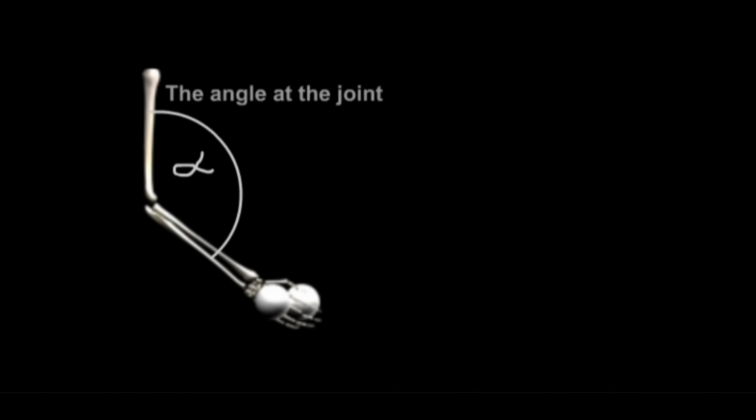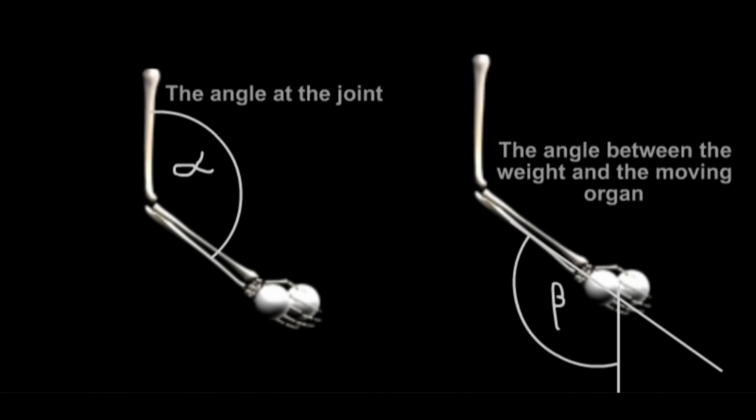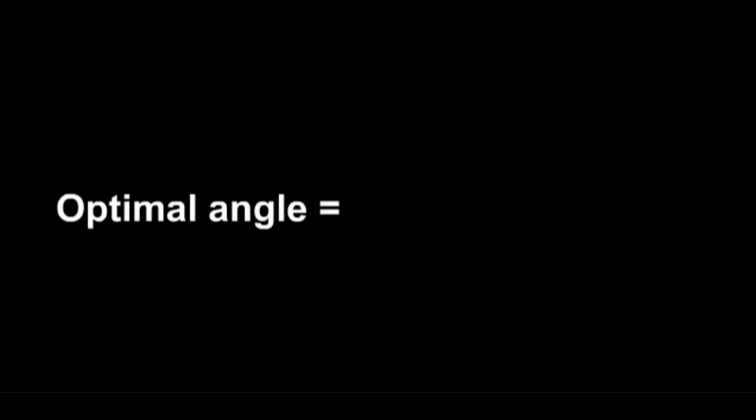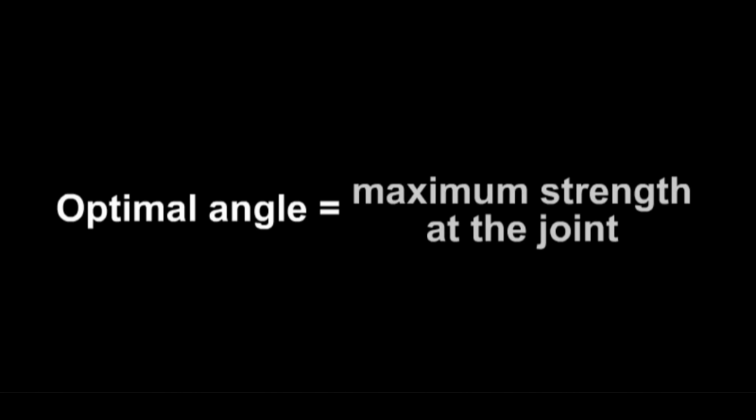When performing strength exercises, it is important to differentiate between two main angles: the angle of the joint and the angle between the weight and the moving organ. Every movement at the joint has only one optimum angle. The optimum angle is where there is maximum strength at that joint.